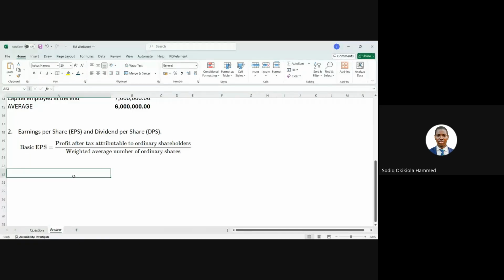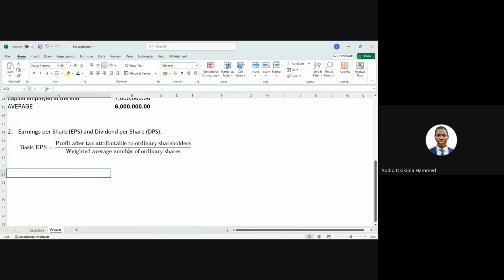So that will be the number of ordinary shares that they are going to use. They call it diluted earning per share, but that one you are going to meet in your SFM. So basic earning per share is equal to the earning per share that we are discussing here. That is just the point that I want to make. And the formula is profits after tax attributable to ordinary shareholders, and weighted average number of shares.